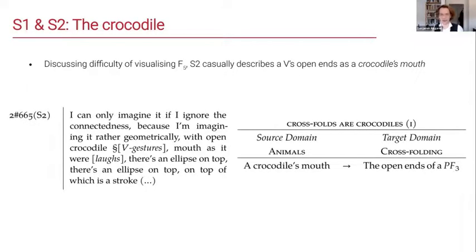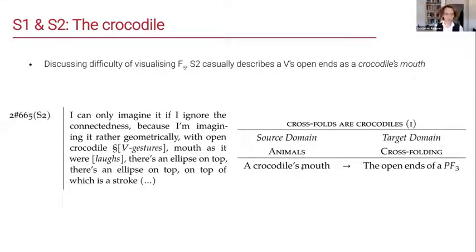I mean, it's really complex. And at some point, they were really running out of steam and just chatting with each other, a bit introspectively about how their mental imagery of the thing appears to them, without really having any kind of aim in the conversation. And one of them says, "I can only imagine it if I ignore the connectedness, because I'm imagining it rather geometrically with open crocodile mouth, as it were, and there's an ellipse on top, there's an ellipse on top, and so on." So we have this description of the open ends of this complex figure as a crocodile's mouth.